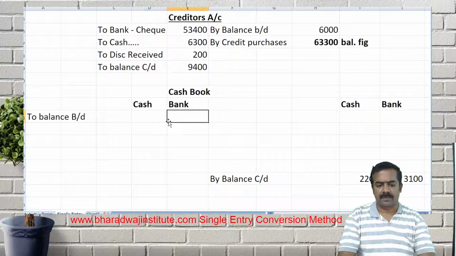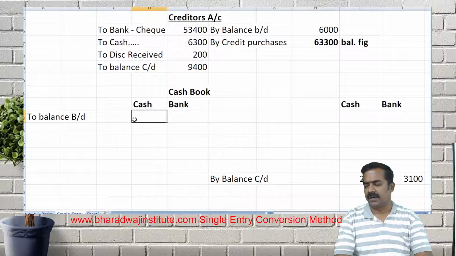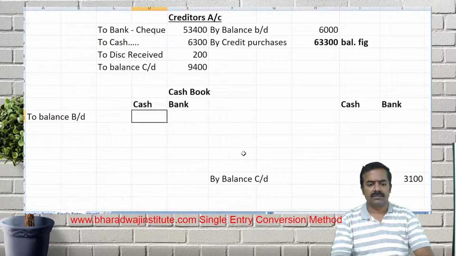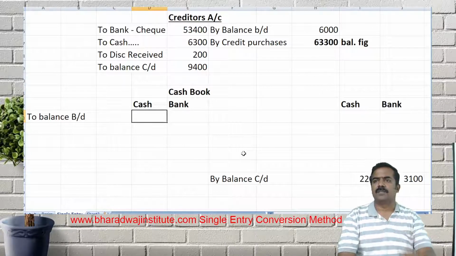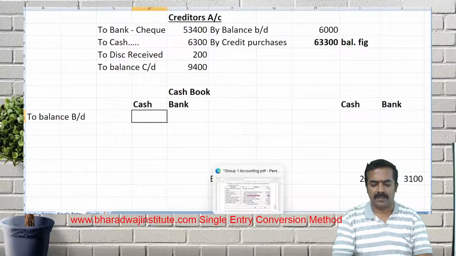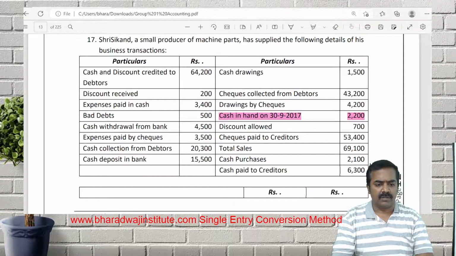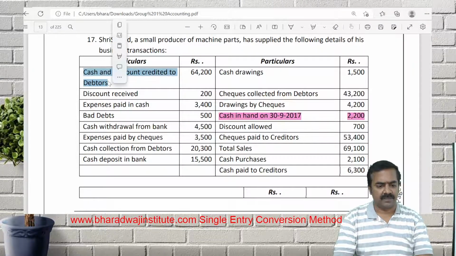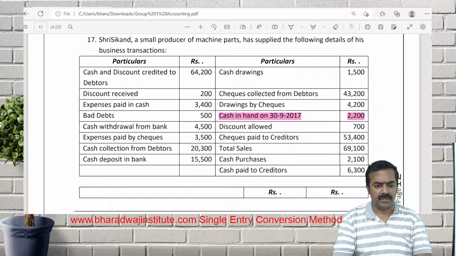We are not given separate. We are given together. Then record all the receipts and payments given. Okay, look at cash and discount credited to debtors account is given. Cash and discount credited to which account? Debtors account is given to us.